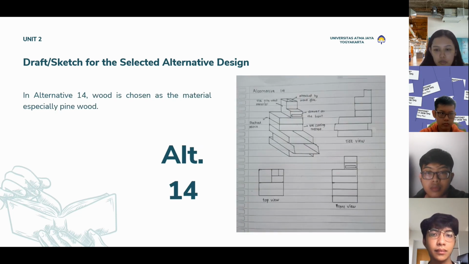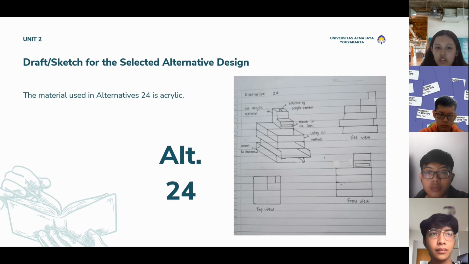in alternative 14, wood is chosen as the material, especially pine wood. Indeed, pine wood is a sturdy material, however, it's not 100% waterproof, and there is a possibility to get weathered. Then next, as for alternative 24, the material used here is acrylic. The advantages of alternative 24 are that it is strong and has good durability. However, the material cost is too expensive.